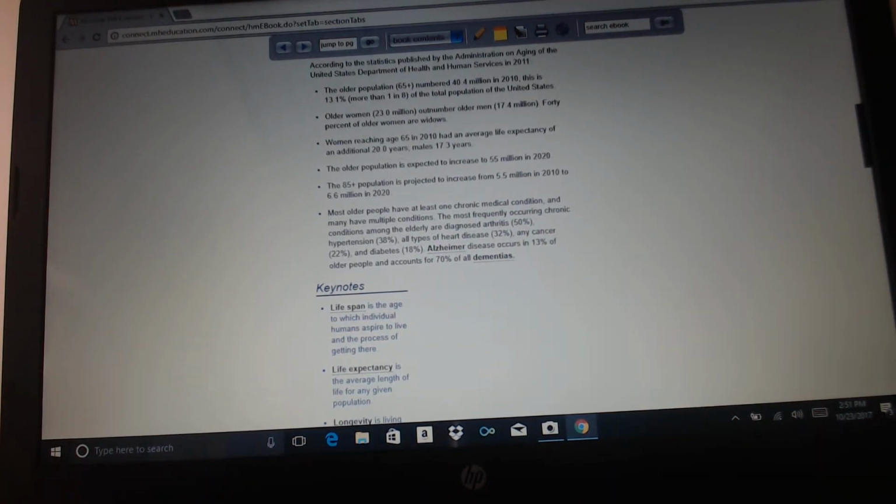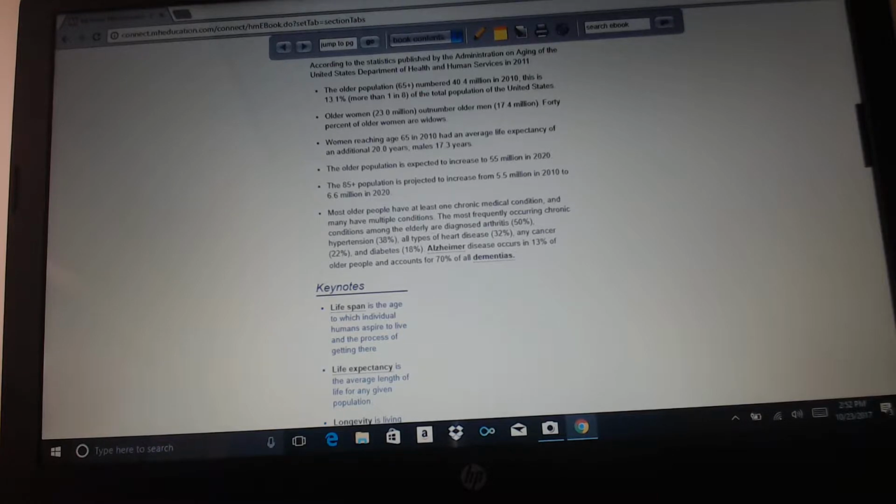According to statistics published by the Administration on Aging of the United States Department of Health and Human Services in 2011, the older population, 65 plus, numbered 40.4 million in 2010. This is 13.1%, more than 1 in 8 of the total population of the United States. Older women, 23 million, outnumbered older men, 17.4 million. 40% of older women are widows.